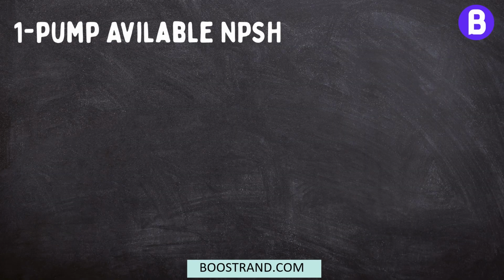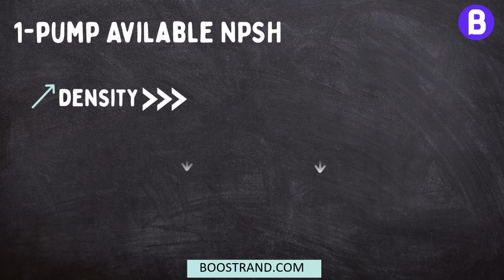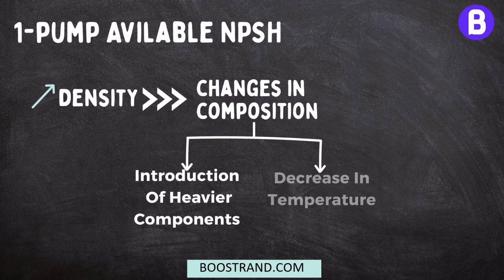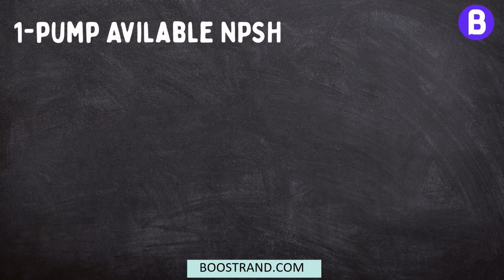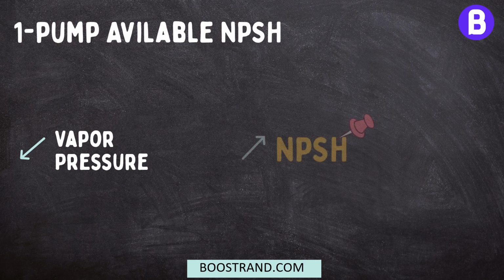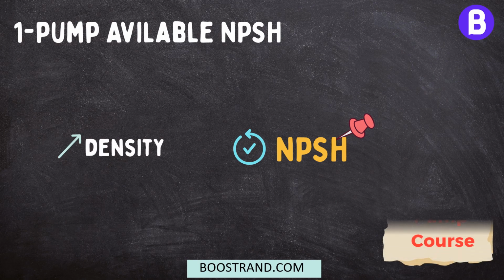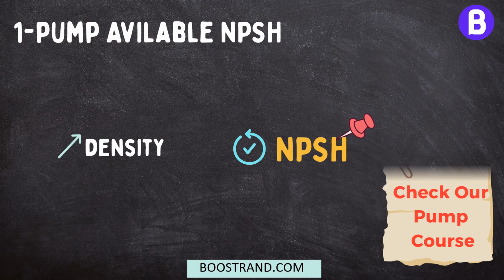However, it's worth mentioning here that an increase in density is most probably due to changes in composition, due to introduction of heavier components, or due to decrease in temperature. Both causes shall lead to a lower vapor pressure, which shall increase the available NPSH. Accordingly, the available NPSH should be rechecked to ensure that it is acceptable with the increase in fluid density. We have explained the pump available NPSH thoroughly with examples in our pump course.